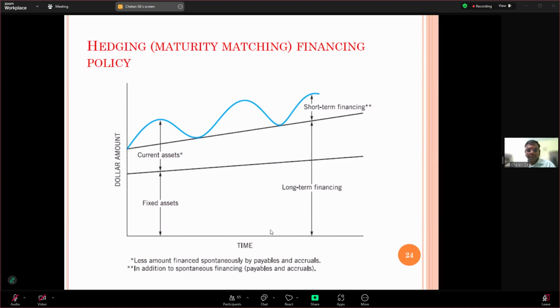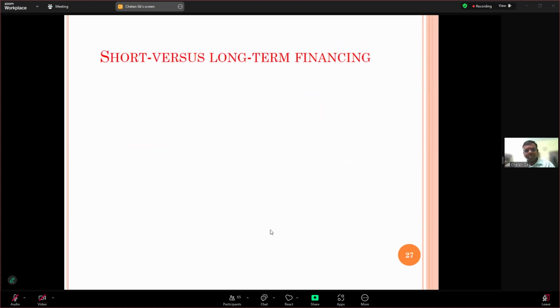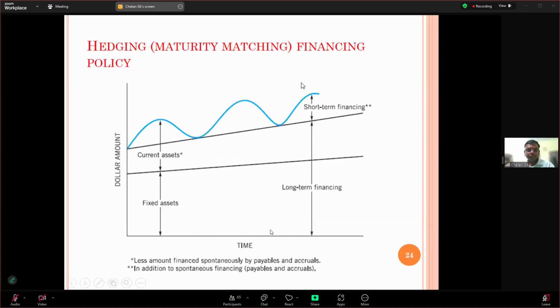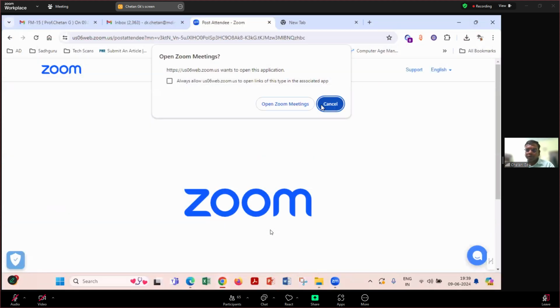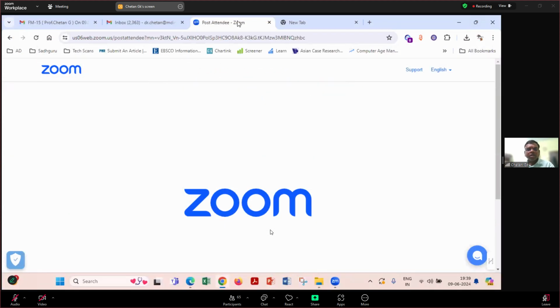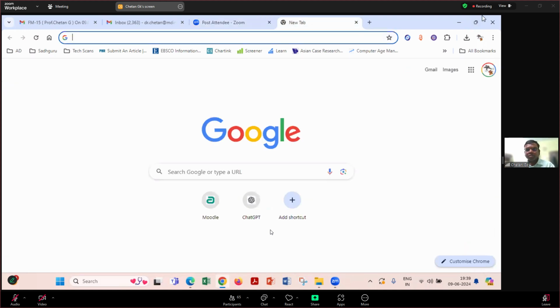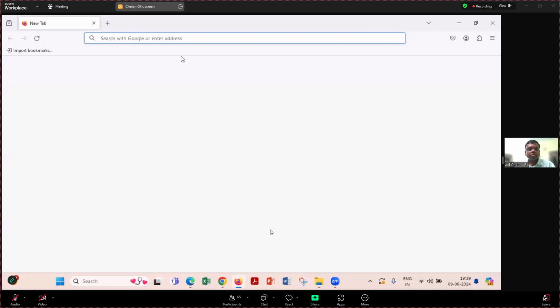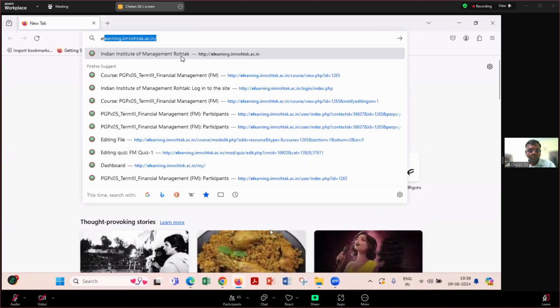I think this much discussion is sufficient, and you'll be able to manage the other things if you go through this particular set, which I'll be posting soon after the completion of the session. So what we do now is take up a few numerical problems, on how to assess the current assets and all that. Just a minute.